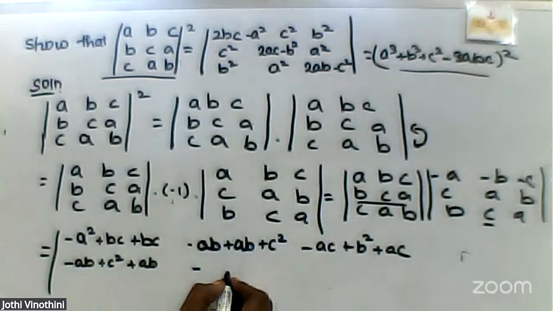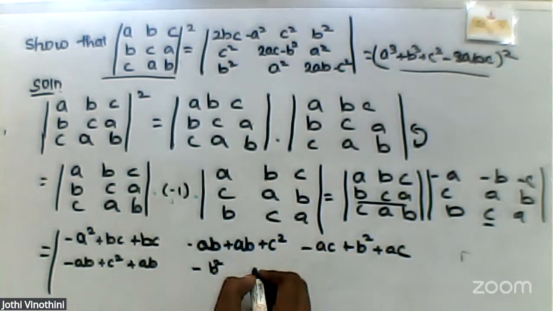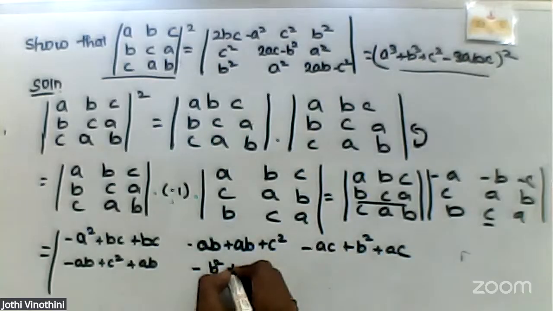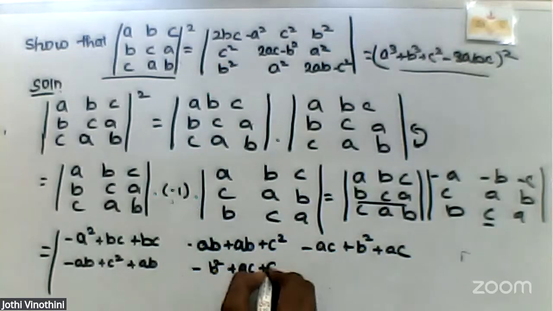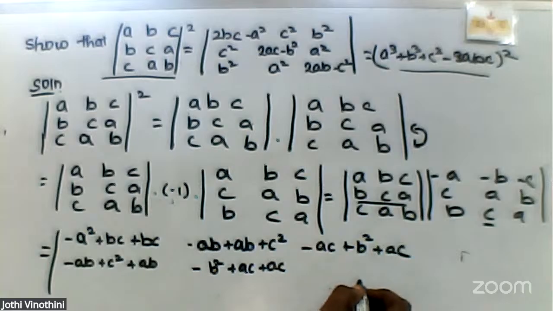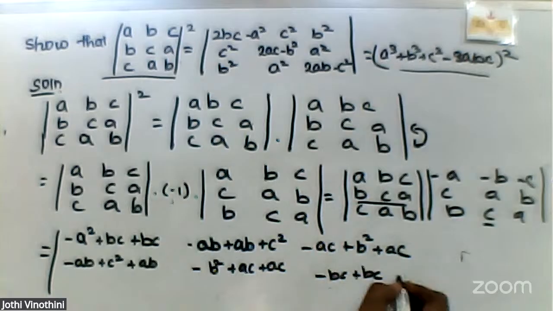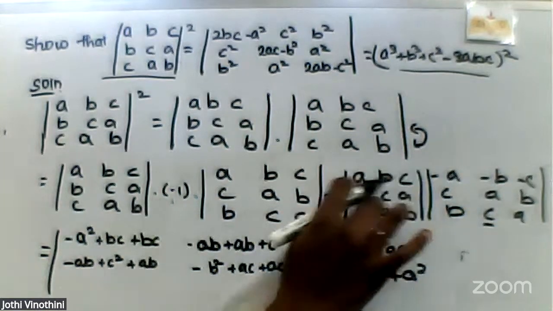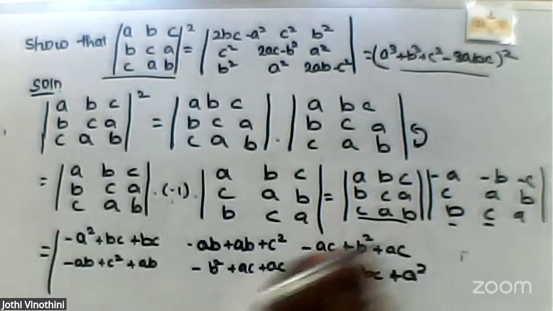Minus B squared plus AC plus AC. Here minus BC and plus BC and plus A squared. Right? Plus A squared. So now we are going to do with this one in first column.